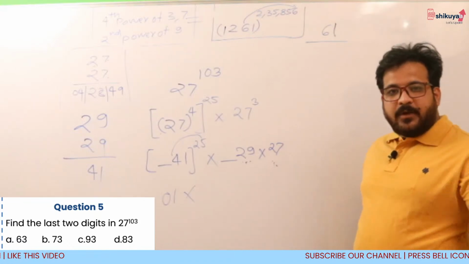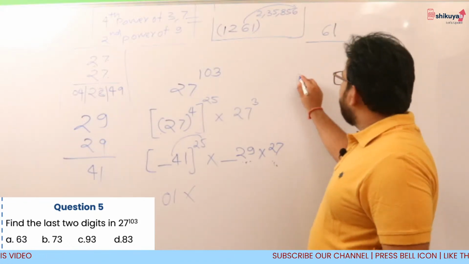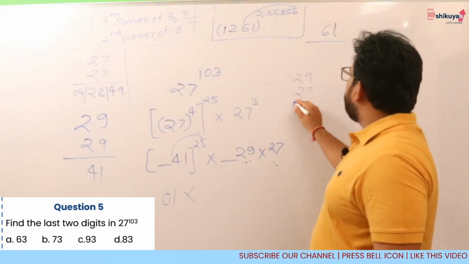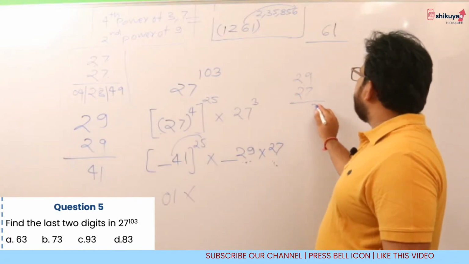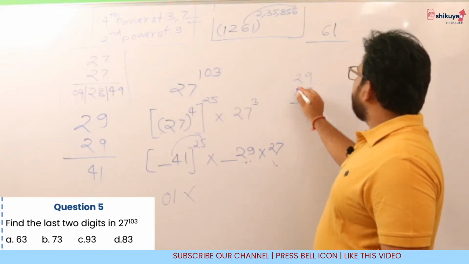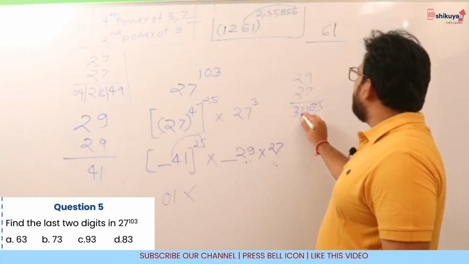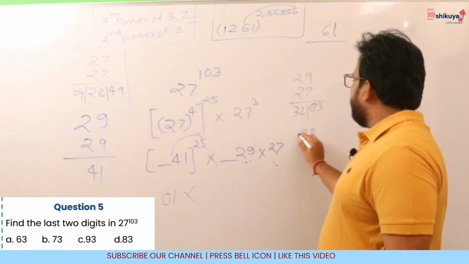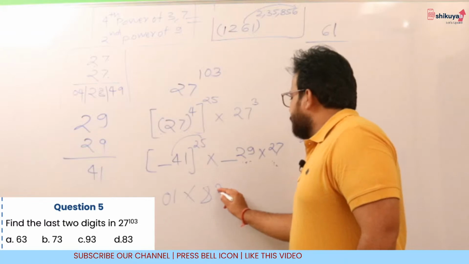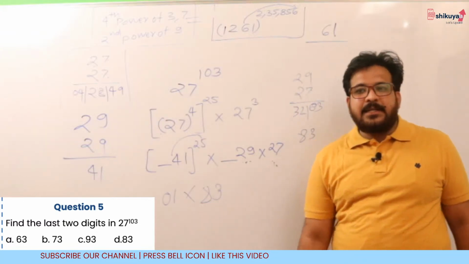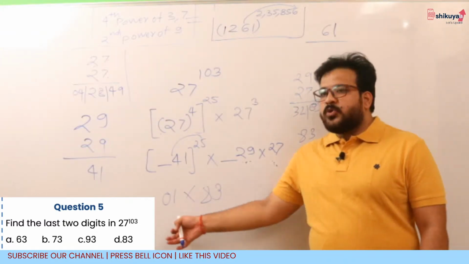29 into 27. Do it on your level. So 29 into 27. 9 7s are 63. 7 2s are 14 plus 18, which is 32. So 3 and finally 8. So which goes to 83. So as Jill has rightly answered 83, your answer is going to be 83 into 01 is 83.